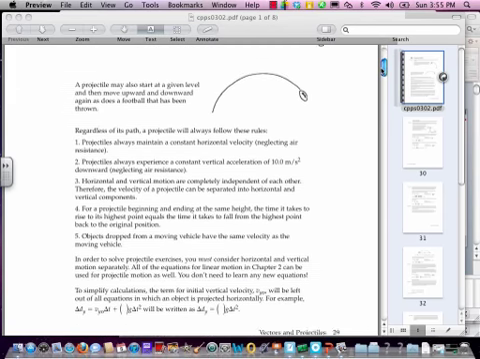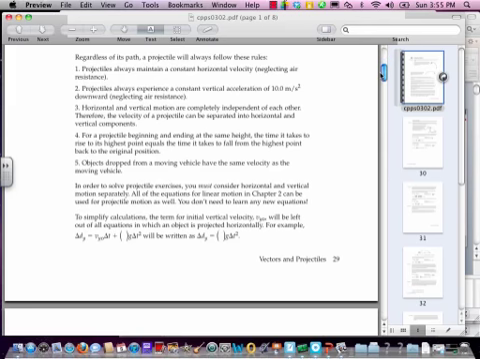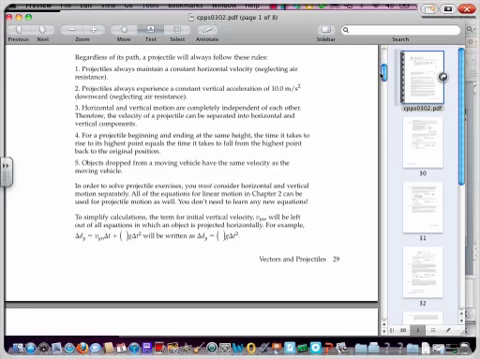So let's quickly go over these. Here are our rules. First of all, projectiles always maintain a constant horizontal velocity, and that's important. You use that a lot. You use that to figure out, if it's got to go this far, it's going to take that long to get there, and then I can figure out how high something went. They always experience constant vertical acceleration, that's gravity, 10 meters per second squared. The two components, horizontal and vertical, are completely independent.